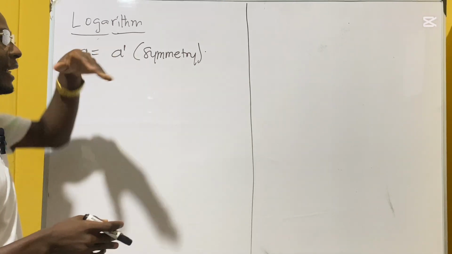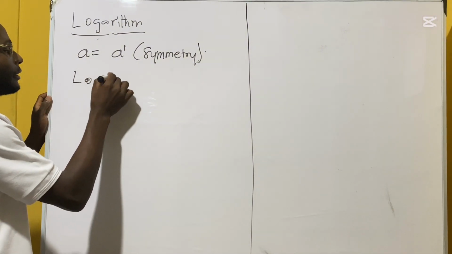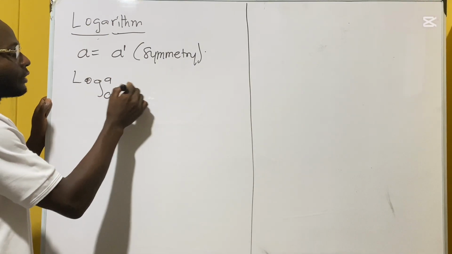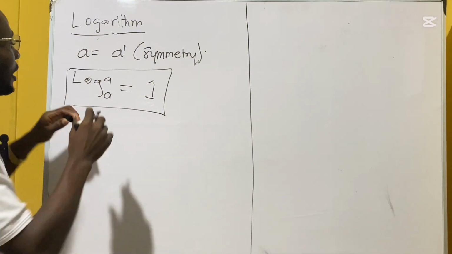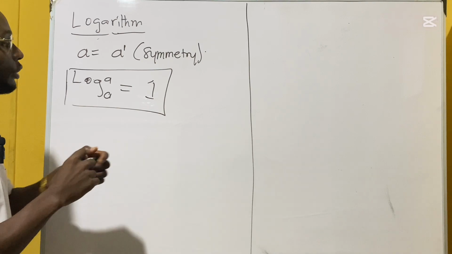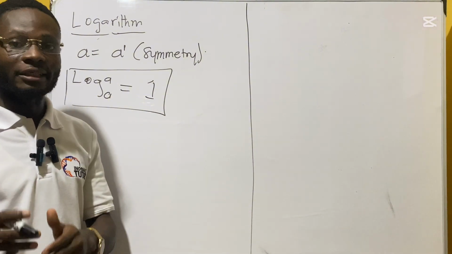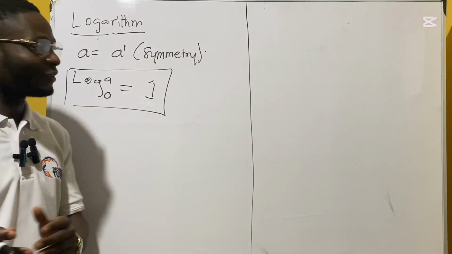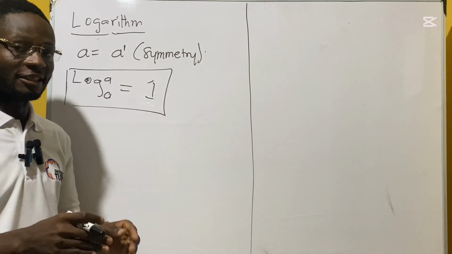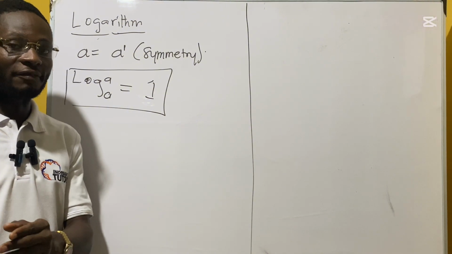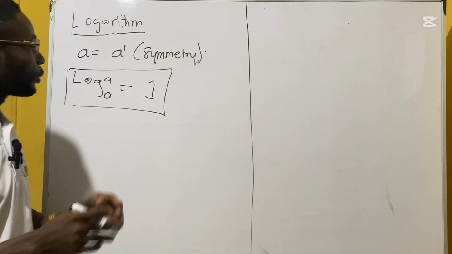That is symmetry. Now we know that log a base a is equal to 1. That is another basic thing that you have to know in logarithm. Once the base and the log are the same, the answer is 1. That is why we always say that log 10 base 10 is equal to 1. Once again, if you have log 10 without any base, that means the base is at default, and at default the base is 10. Okay, so we know that.